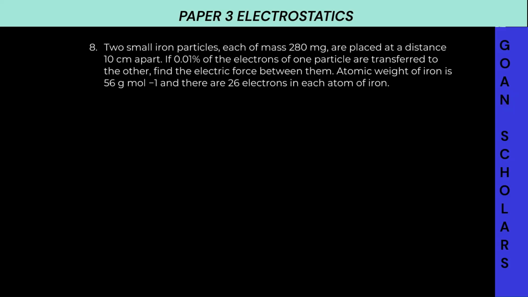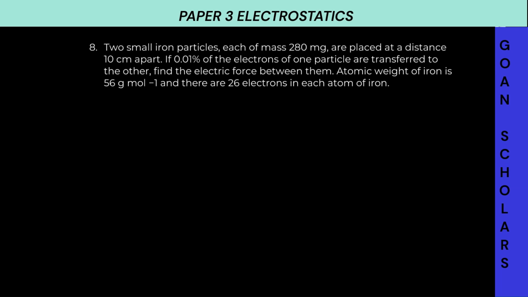Question number 8. It says two small iron particles, each of mass 280 milligrams, are placed at a distance 10 centimeter apart. If 0.01% of the electrons of one particle are transferred to the other, find the electric force between them. Atomic weight of the iron is 56 grams per mole, and there are 26 electrons in each atom of iron. Clear? So here we will require some basic concepts of chemistry like moles, how to calculate number of moles and all. Okay.